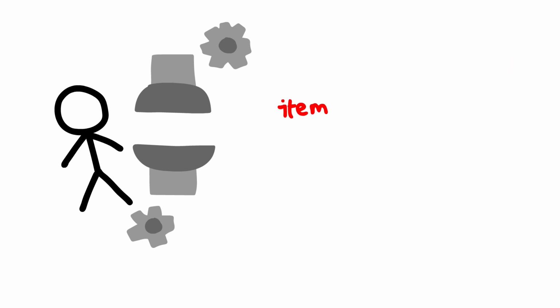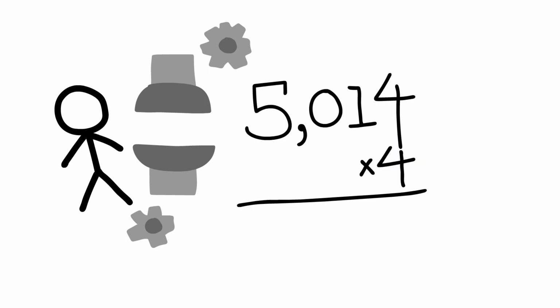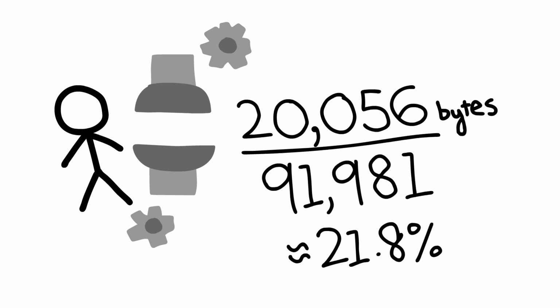However, it only stores an item and a quantity. We can do the same with just 4 bytes, 2 for ID and 2 for quantity. 5,014 of our new efficient research items total 20,056 bytes, just over 20% of what it was before. Come on, read logic. You can do better.